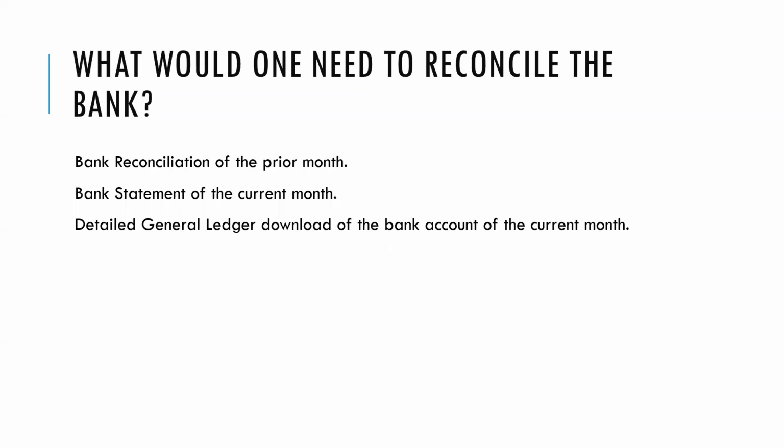So, question is how you gonna reconcile the bank? So you need three things. First thing is that you need a bank reconciliation statement of the prior month, then a bank statement for the current month, and the detailed general ledger download of the current month. So let us see, for example, you are reconciling month of February. Then you would need a bank reconciliation statement as of January, a bank statement for February, and the detailed general ledger download for the month of February. So once that all you have, then we can start step-by-step process.